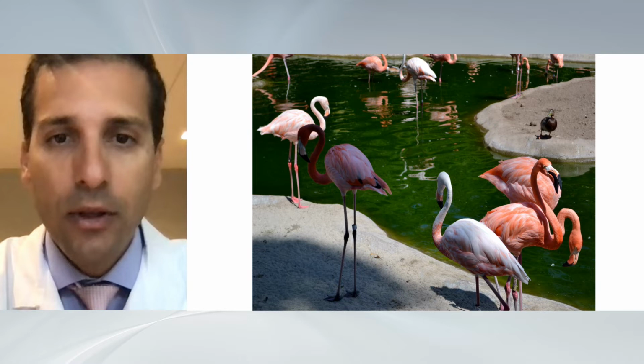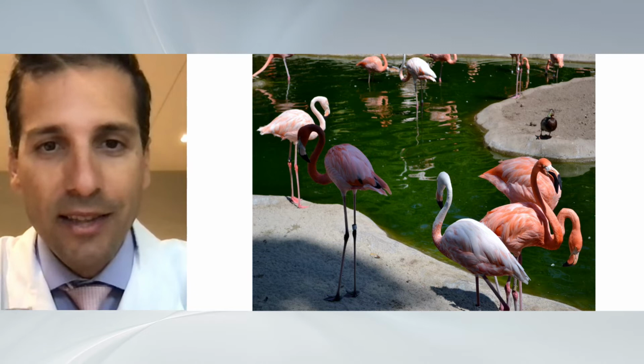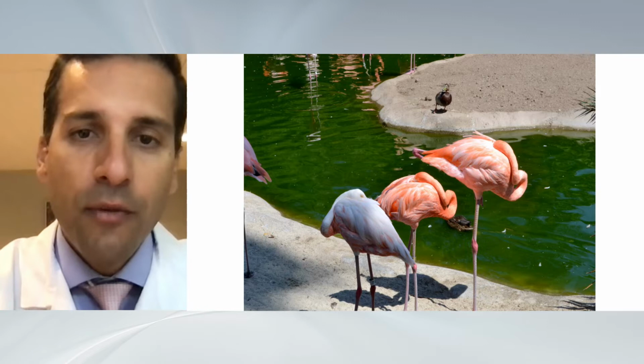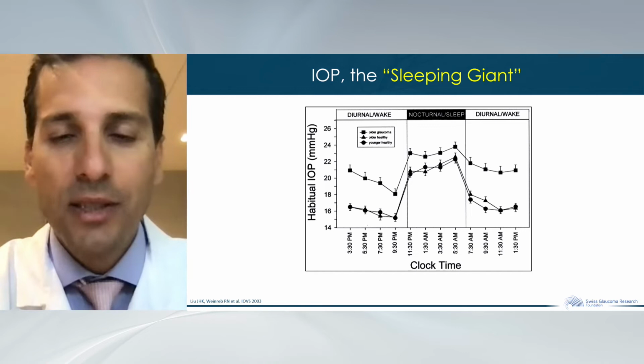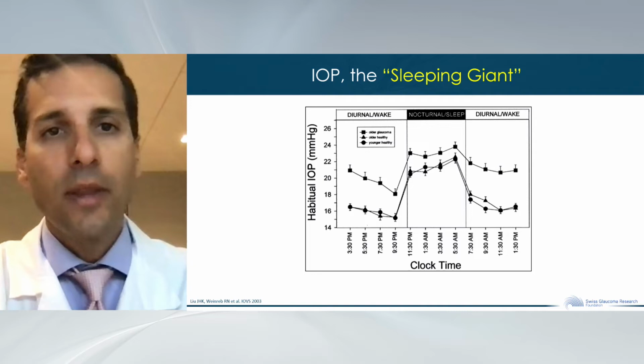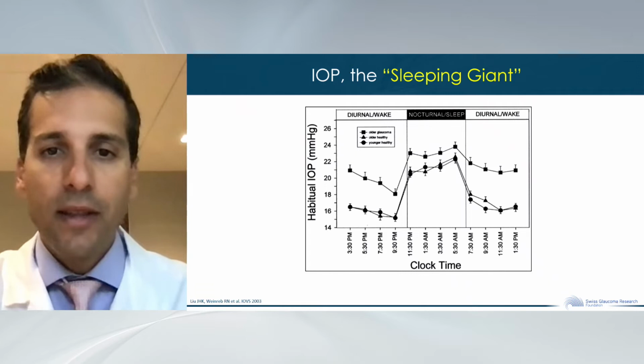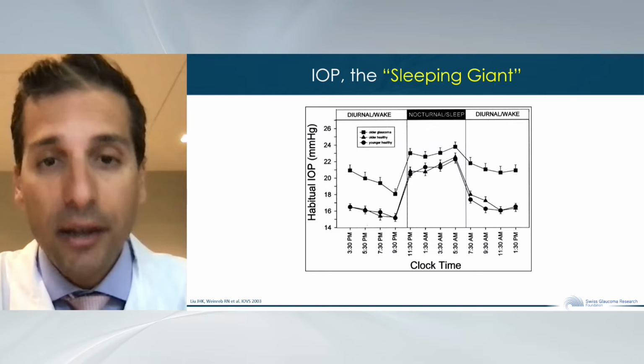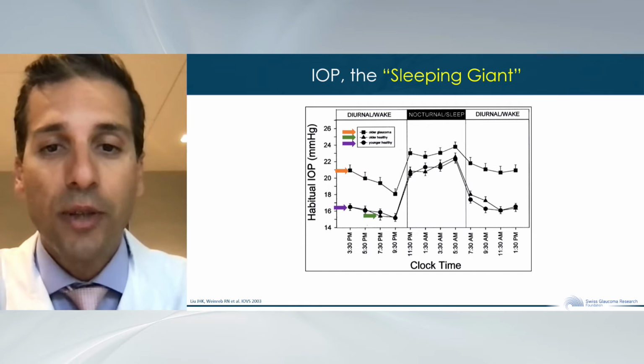If you see these beautiful flamingos from the San Diego Zoo, this is from my fellowship over 20 years ago there. The difference is, we humans, when we go from the wake position to the sleeping position, we change our body position. Flamingos don't. We go into the supine lying body position, and IOP increases at nighttime. Next slide. Here you see from 20 years of work at the San Diego Sleep Laboratory that IOP in most patients and in most healthy subjects is highest while we sleep at nighttime. This is when we ophthalmologists do not obtain IOP measurements.